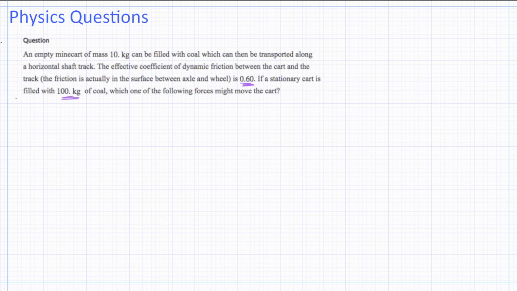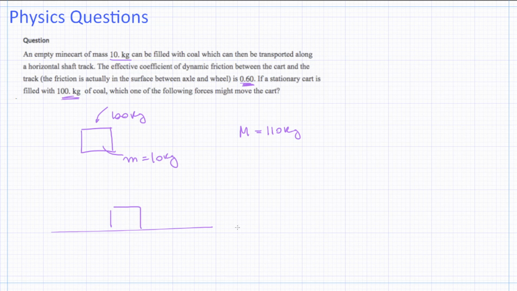So basically here we have a cart which itself has a mass of 10 kilograms. However, I'm putting more stuff in it, 100 kilograms of coal. So the total mass, let's call it uppercase M, would be 110 kilograms. Right? If this cart is on the floor or on a track, as the question is telling us, if we draw a free body diagram, what would we have?